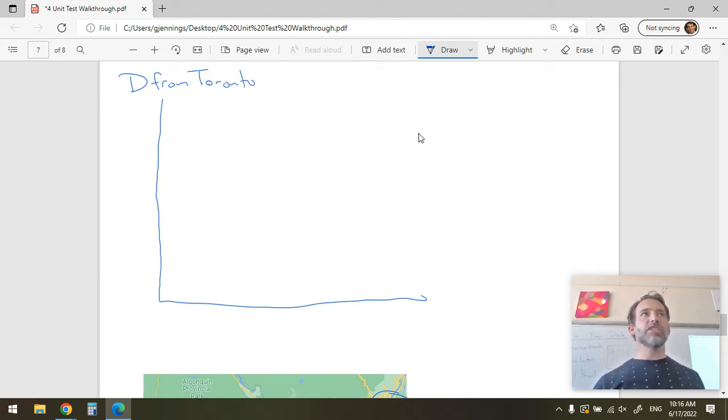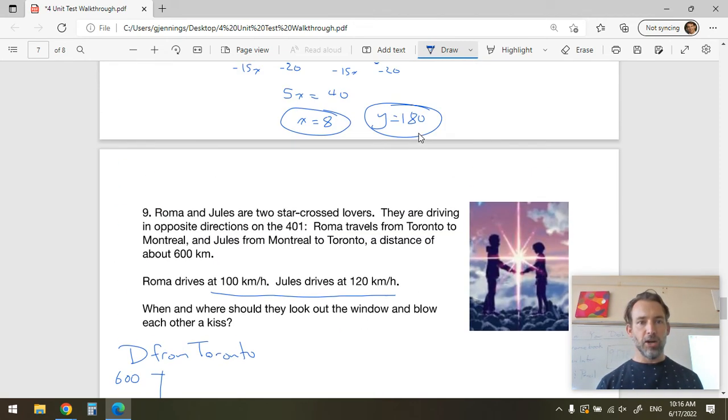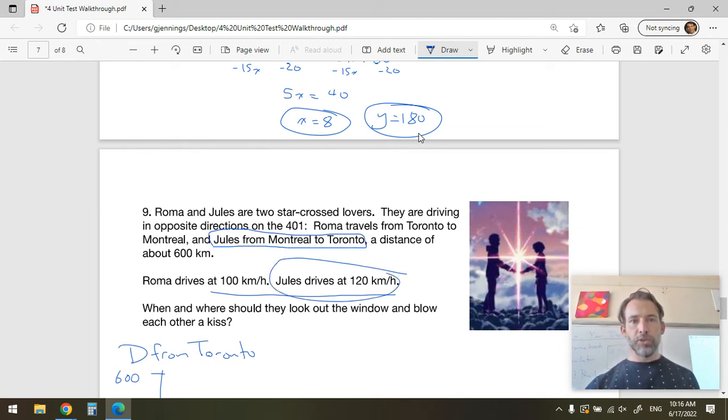Because we need to distinguish travel in opposite directions, the sign will be opposite for your speed. Okay? One is negative, one is positive. And that will solve the algebra problems that many of you encountered when you just compared distance traveled to time elapsed. Okay? Distance from Toronto, here is one way to set it up. We know that Montreal is 600 away, so that's where Jules starts. Jules goes from Montreal to Toronto at 120, and we'll do another color for Roma.